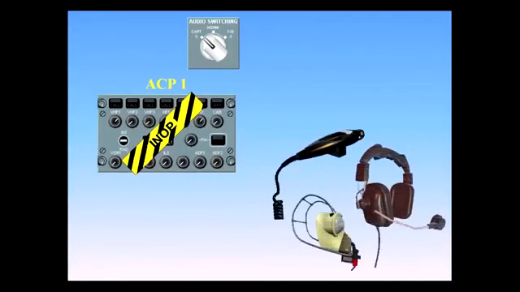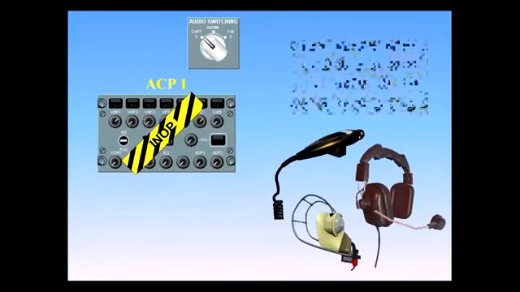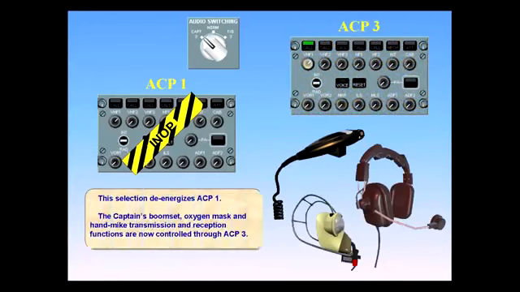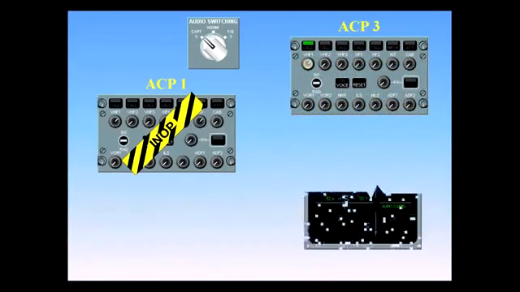This selection de-energizes ACP1. The captain's boom set, oxygen mask, and hand mic transmission and reception functions are now controlled through ACP3. The Audio 3 transferred message appears on the engine warning display to indicate that an audio switching selection has been made.